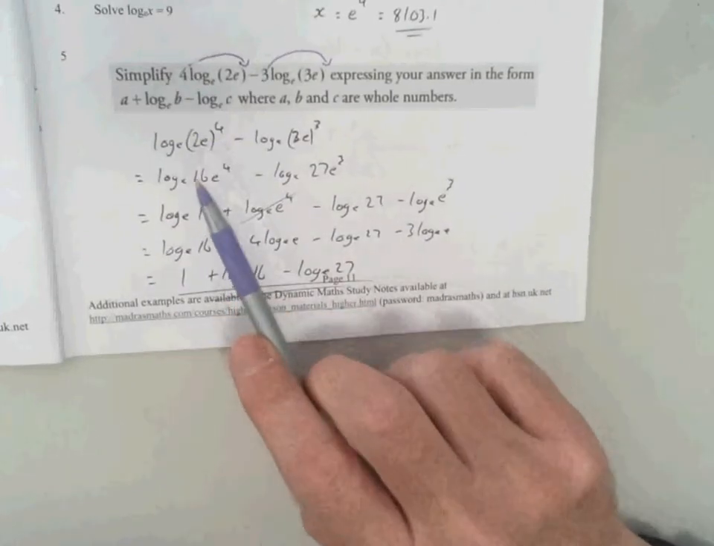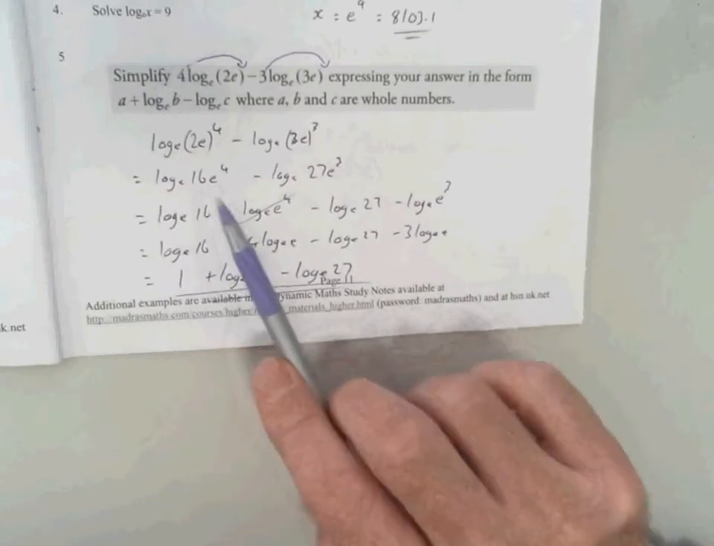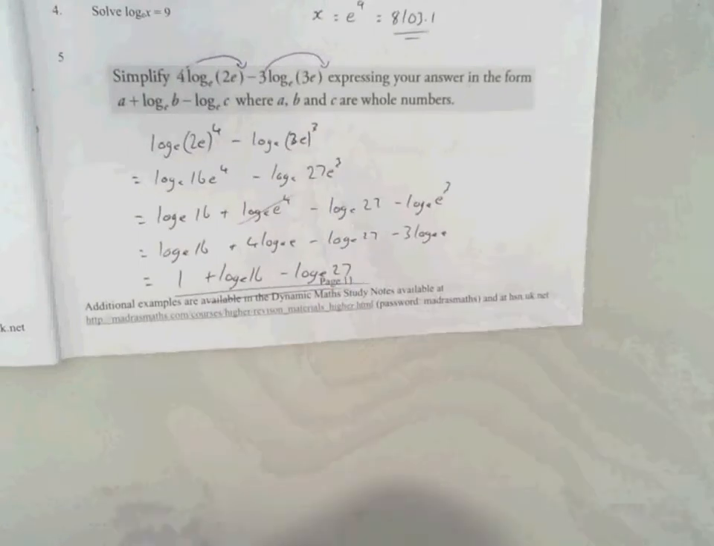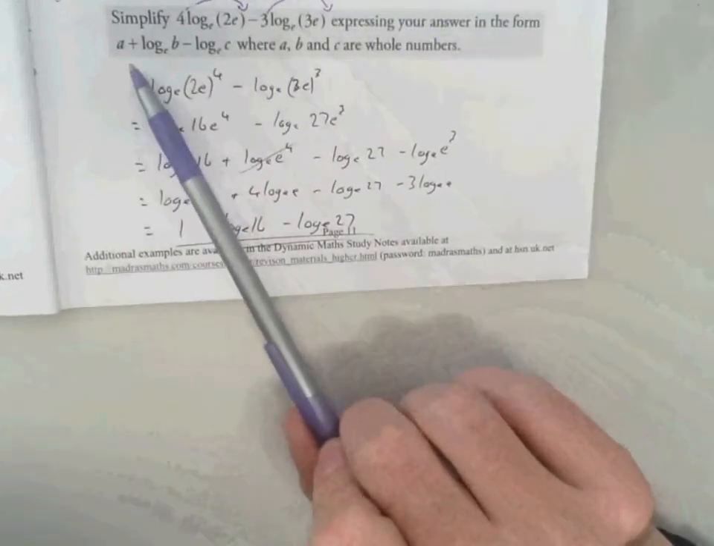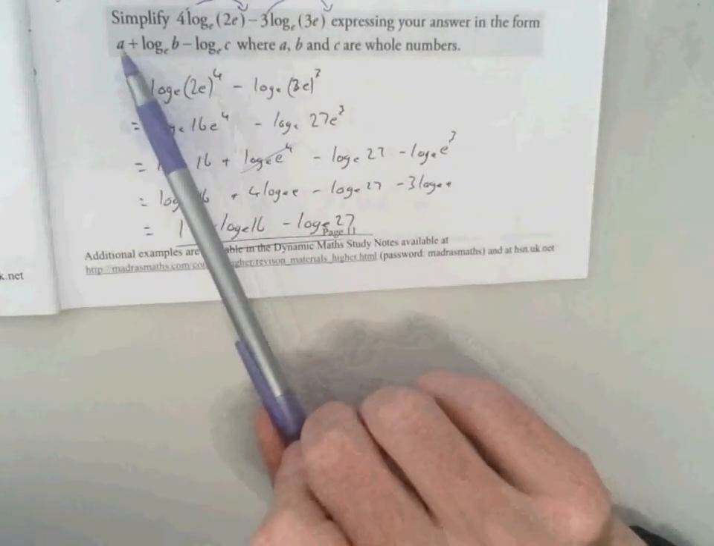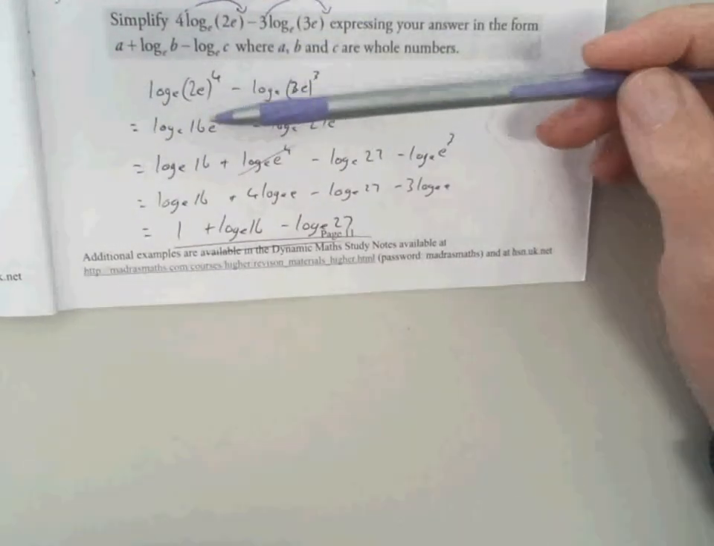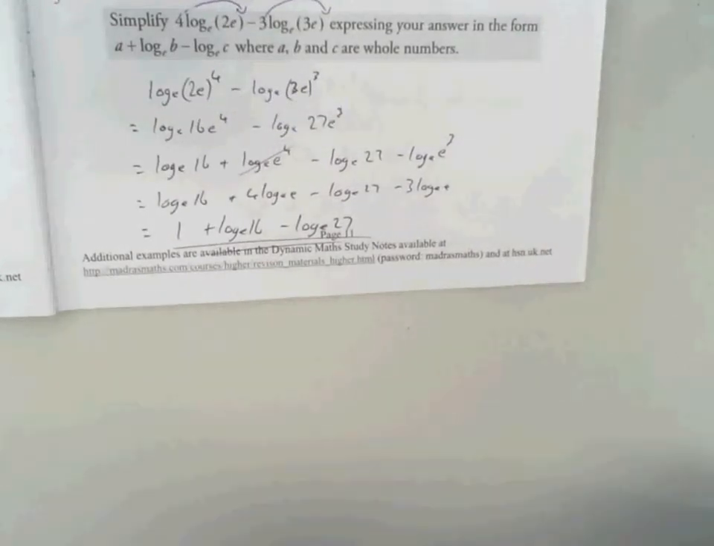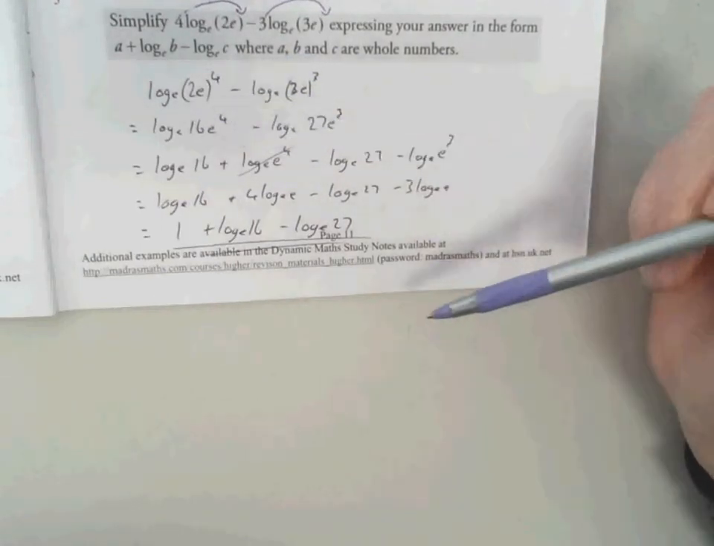So we are going to get 2 to the power 4, which is 16, and e to the 4. So log to base e of that minus log to the base e of 3 cubed, 27, multiplied by e cubed. Okay. Now my final answer, I've got a plus log b minus log c, so I just need a number term on its own, and it's going to be a whole number. So I'm looking at this thinking, well, I've got some 16s and 27s and some e's. So what can I do here? I can use rule 1 in reverse.